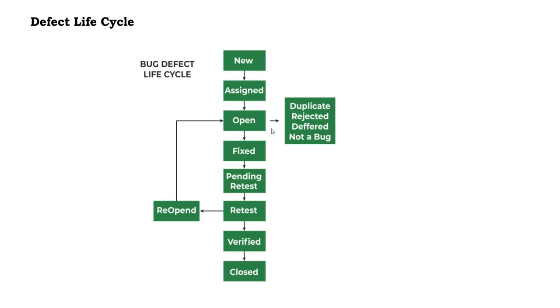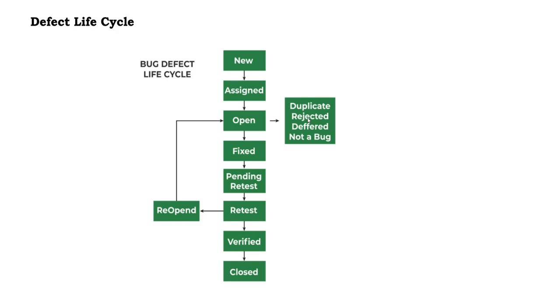Next, it goes to open state, or you can also say in progress. Once the developer starts working on it, you can say it as in progress also. Here we see there are different statuses also. What will happen is, the developer feels that this defect has already been logged, so they will mark it as duplicate. Rejected: we feel that this is not a valid defect.